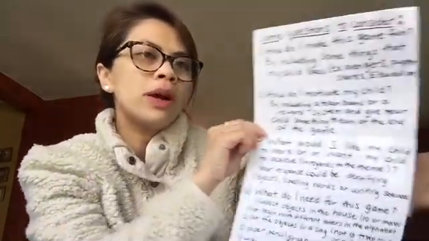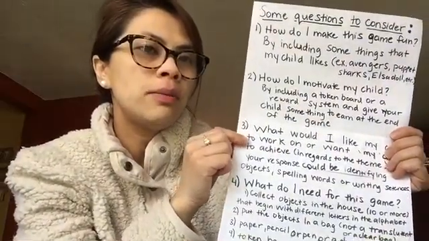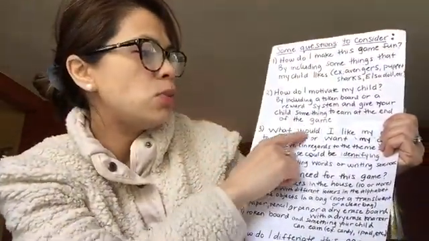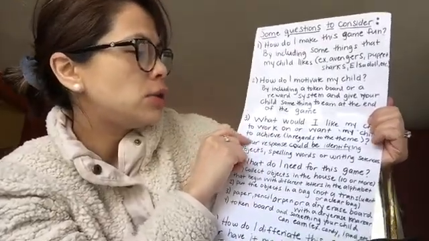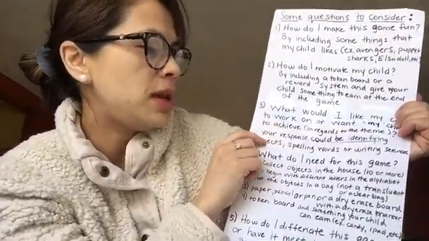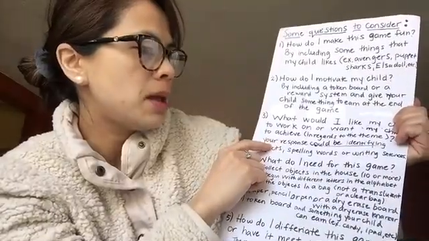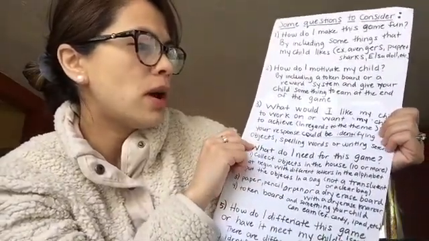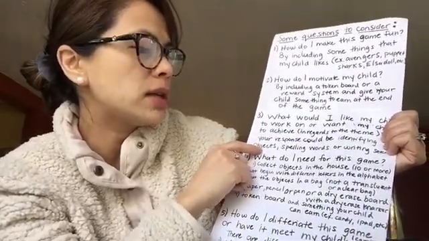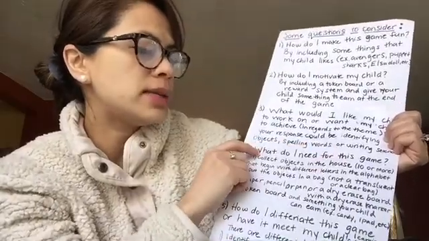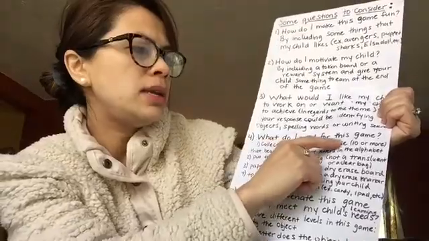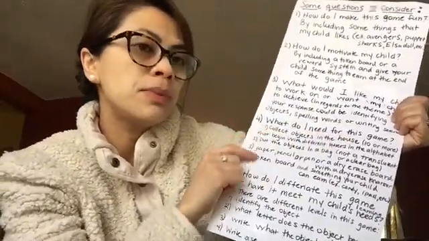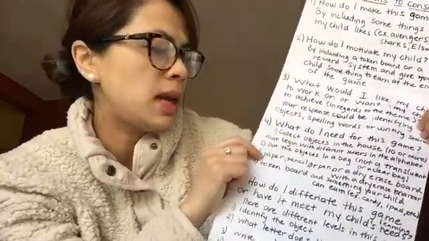The third question to consider for this game is, what would I like my child to work on or achieve in regards to the theme, in regards to literacy? So you could want your child to identify objects, spell words, or even write sentences. The fourth question is, what do I need for this game? What are some materials we need for this game?